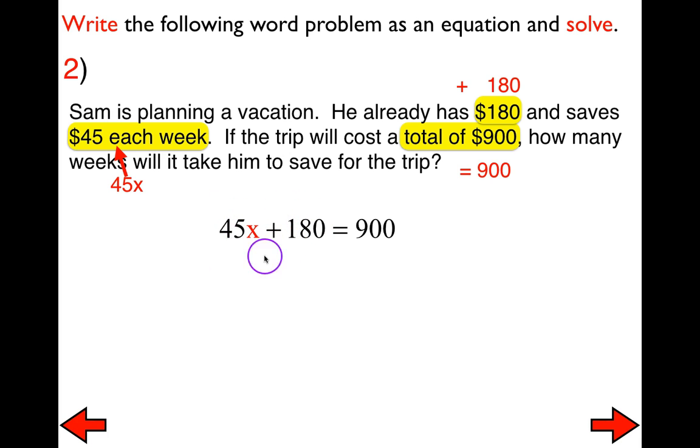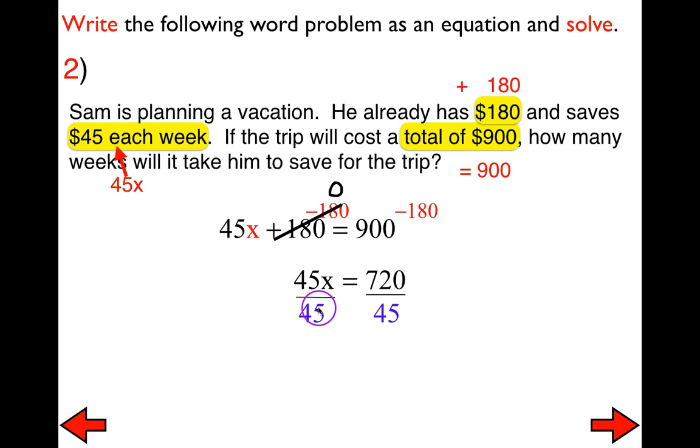Now I'm going to focus my attention on the left-hand side. I'm going to get rid of the constant first by subtracting 180 from both sides. This will turn into 0, so let me just write that real quick. This is 0, leaving me with just 45x equals 900 minus 180 is 720. Now I need to get rid of my coefficient. This means 45 times x, so the inverse would be to divide by 45. So 45 divided by 45 is 1, so I'm going to write 1 here. 1 times x is x, and 720 divided by 45, I'll do the math for you, it is 16.